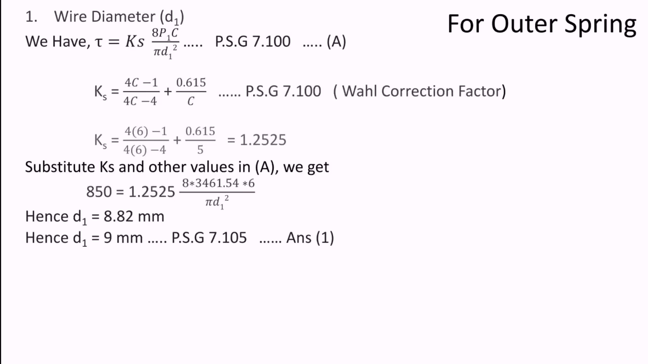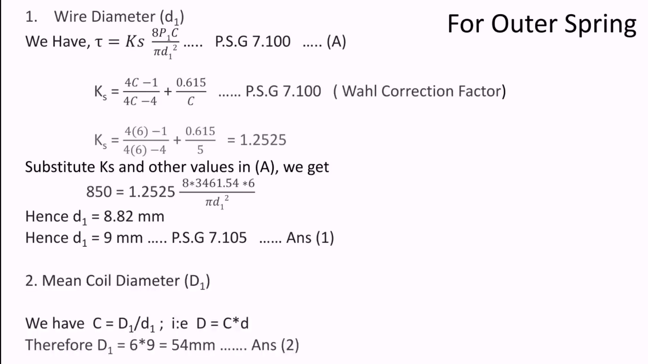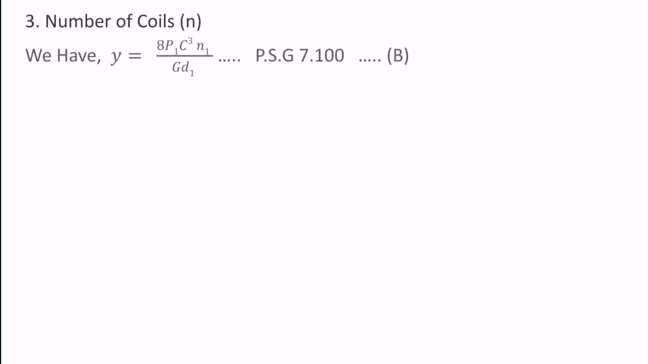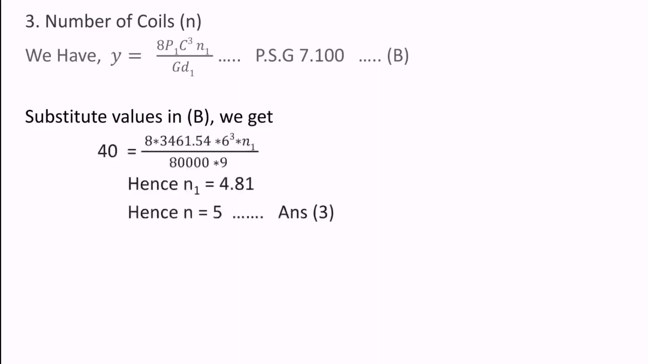Next step is to find capital D, that is the mean coil diameter for spring 1. So I will use the relation of spring index C is equal to D1 by d1, on solving which I will get the value of D1 as 54 mm. Next step, number of coils N1. For that we have the relation y is equal to 8 P1 C cube N1 divided by G d1. As I know the value of maximum deflection, I can use this relation. So on substituting the values, I will get the value of N1 as 4.81, which I will approximate as 5. This N equal to 5, or I can say N1 is equal to 5, is the number of active turns on spring 1.